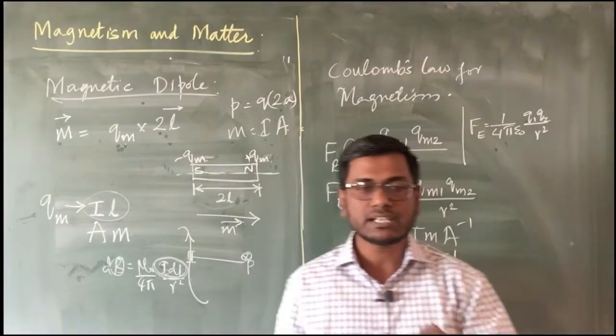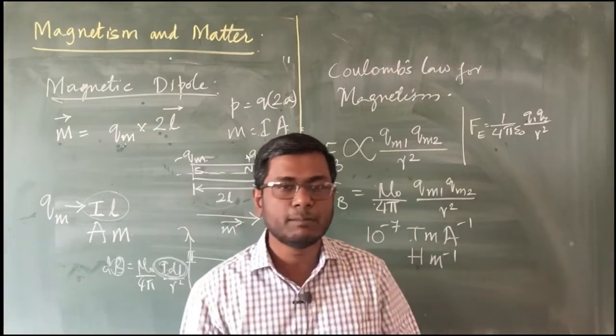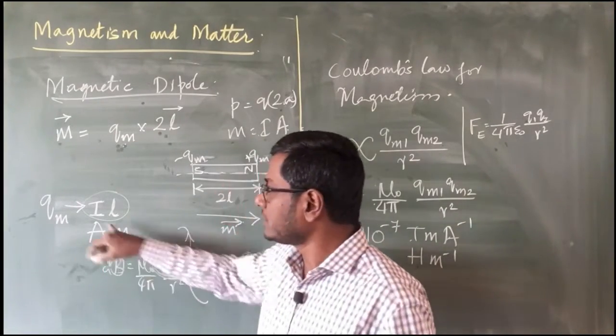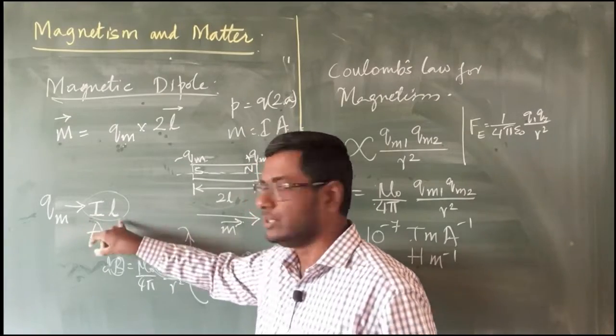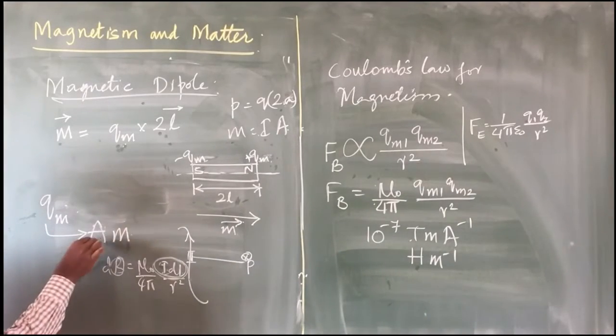So Qm is magnetic charge, or the other word used to define this Qm is the magnetic pole strength. It is going to be measured as ampere meter because the source of magnetic field is I into L, that is the current multiplied by the length of that current element. How are we going to measure this Qm? It is going to be A into M, that is ampere meter.